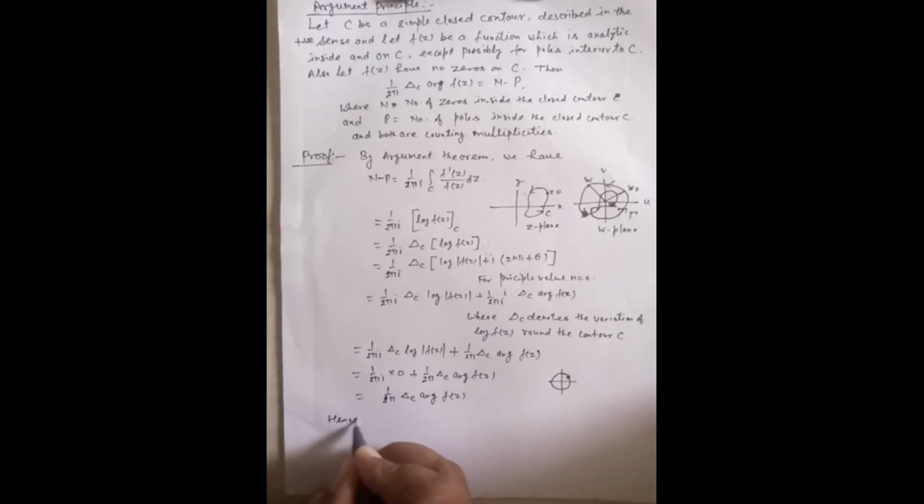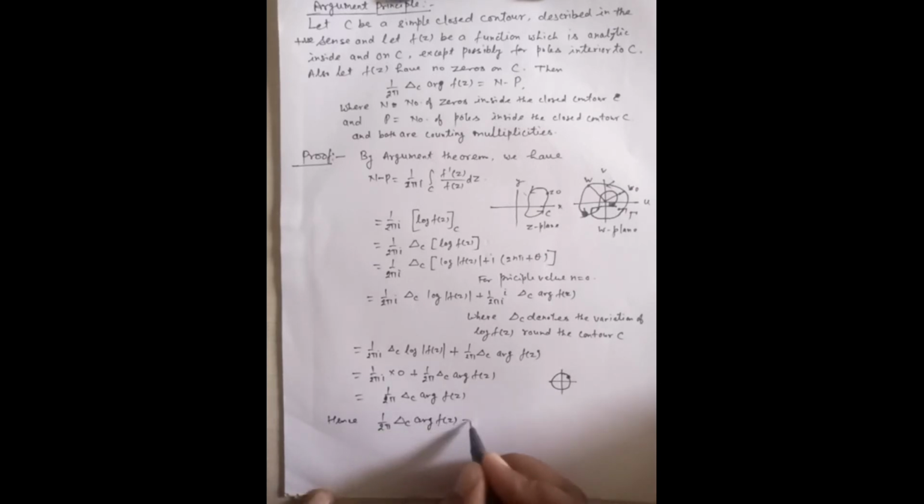Hence 1 by 2 pi delta C argument of f(z) is equal to N minus P, where N is the number of zeros inside the contour C and P is the number of poles inside C, counting multiplicities. Hence the theorem is proved.